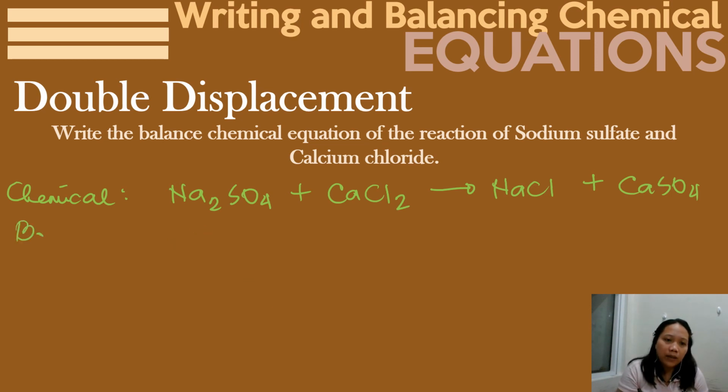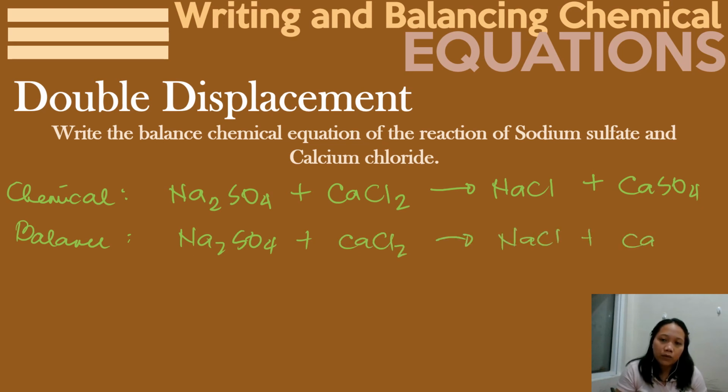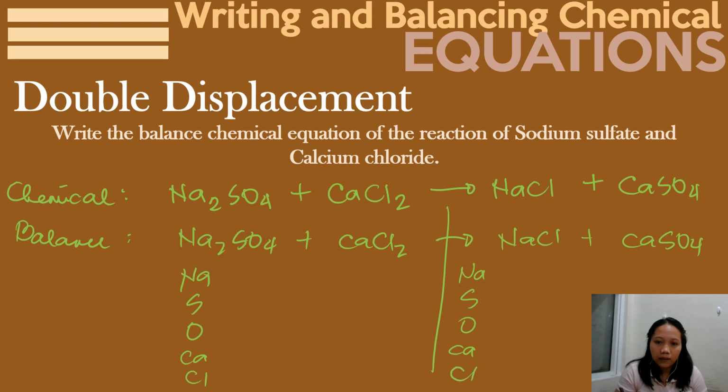So for the balanced chemical equation, of course, you now have Na2SO4 plus calcium chloride that yields NaCl plus calcium sulfate. Okay, now write down all the elements that are in the reactant side. That's Na, S, O, Ca, and Cl. In this one, you have also Na, S, O, Ca, Cl. So next part is to count all the atoms that are in the reactant side.